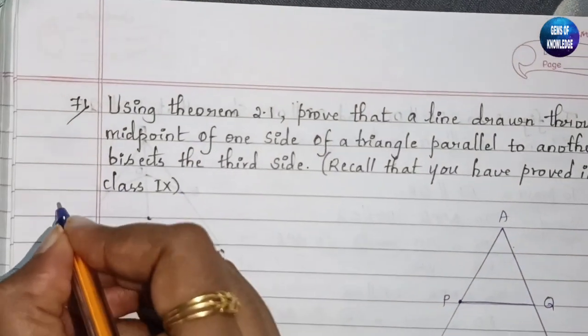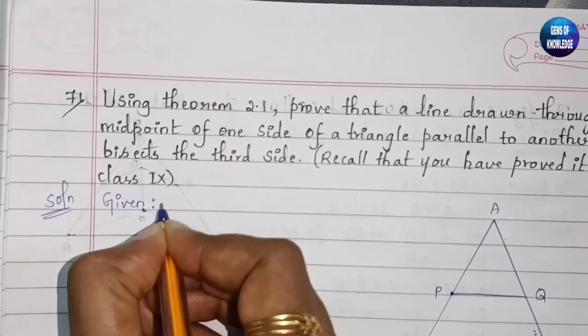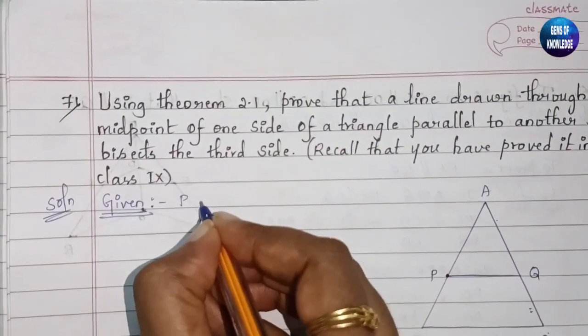Okay, so we will write the solution. Given, we will write again the same thing. Given: P is the midpoint.